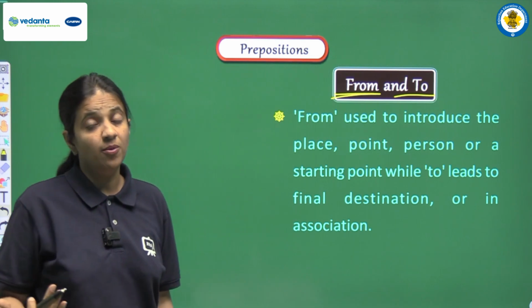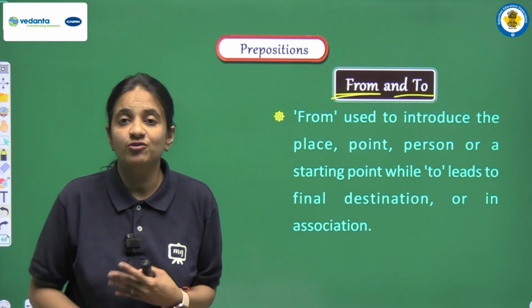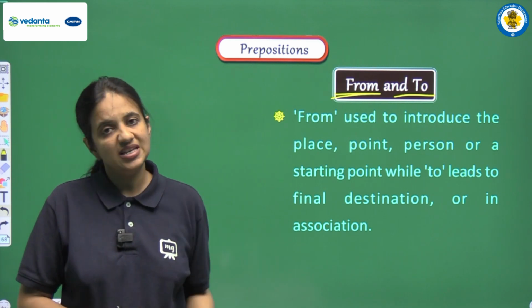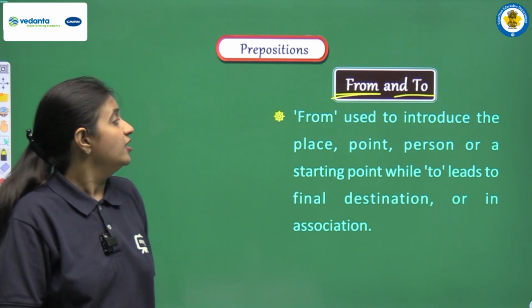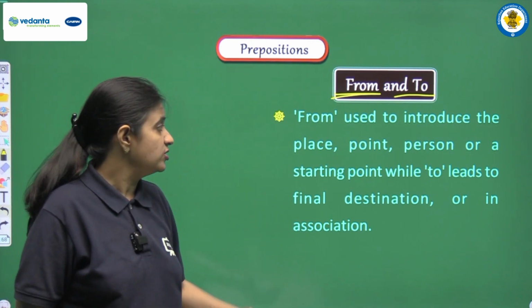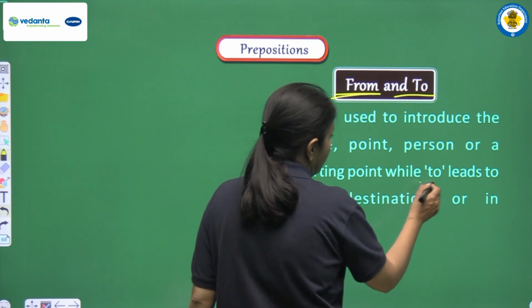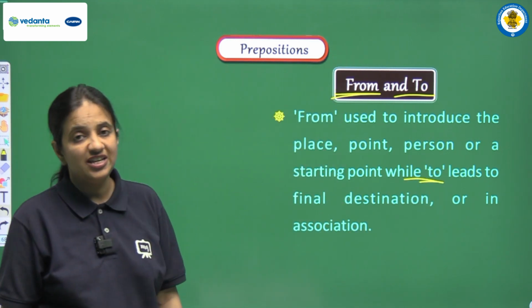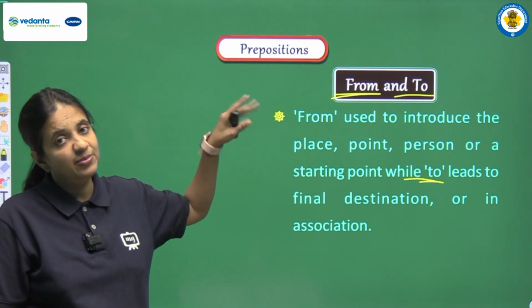Next, we are having from and to. Again, they are very common prepositions, and we all use these prepositions in our daily conversation. So let's see what are the meanings and the uses that these prepositions from and to have. So let's see. From is used to introduce the place, point or person or a starting point, while to leads to the final destination or in association. So yes, here we are having the basic difference that is there between from and to.